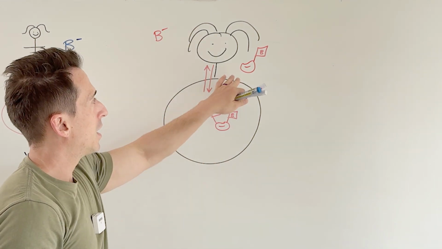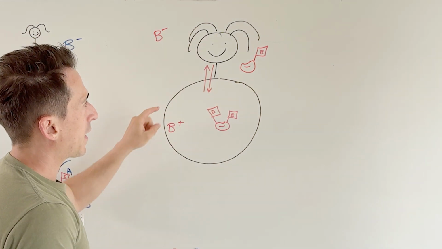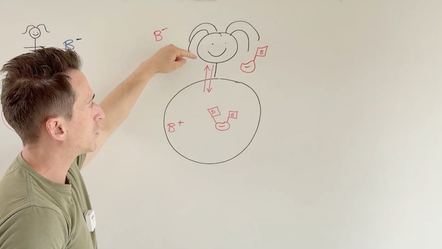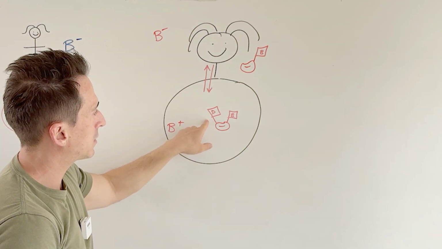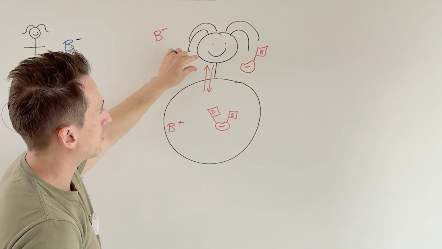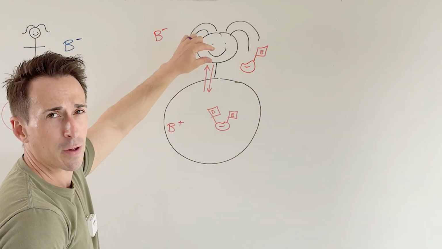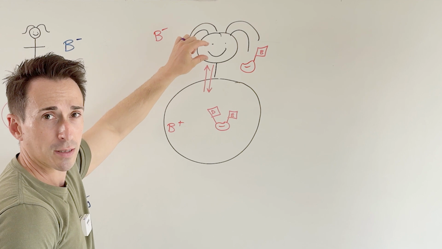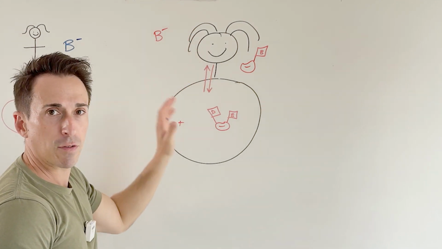But remember, with rhesus factor, you only develop antibodies once you've been exposed to it. So this rhesus positive baby's red blood cell never jumps into mum's bloodstream. So she never develops the antibodies in the first pregnancy. So everything's all good.